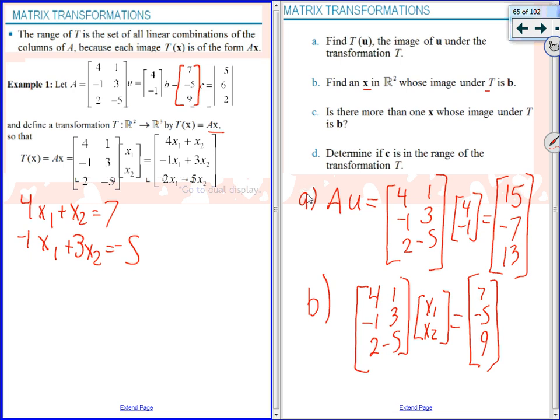And then B would not be in the what? In the range. It's in the codomain because it is in R3. So R3 is the codomain. The range are all values that are actually reached in that codomain.